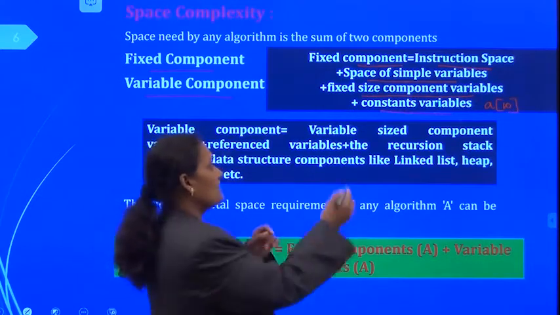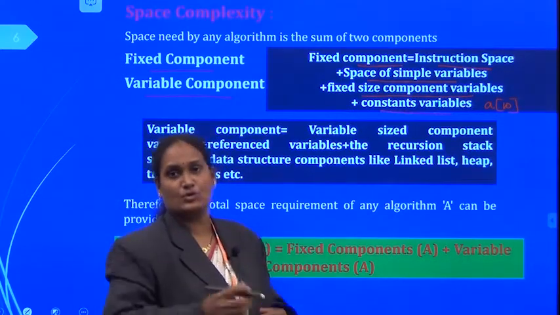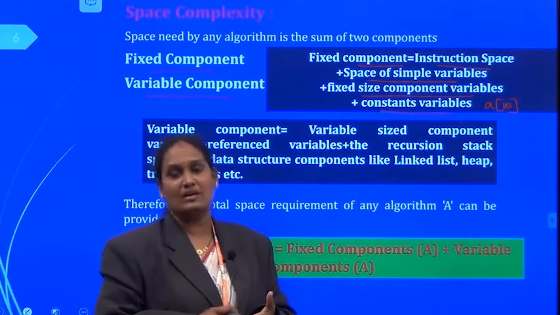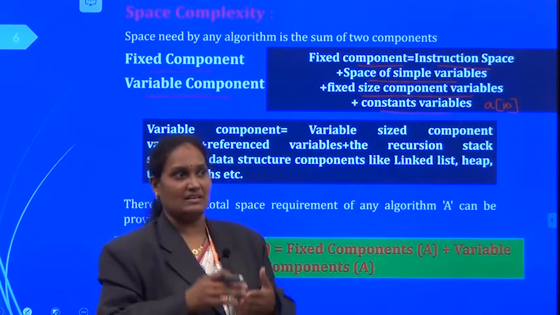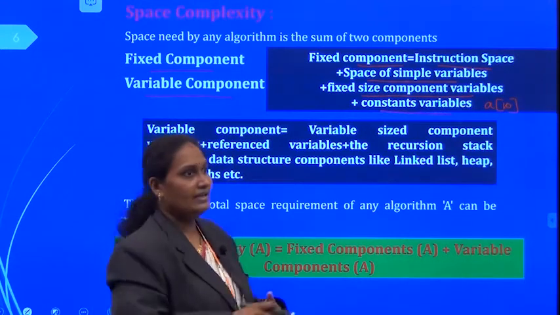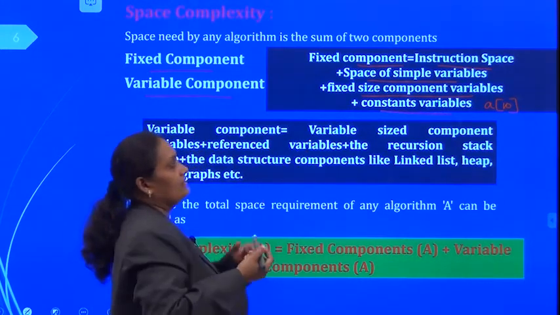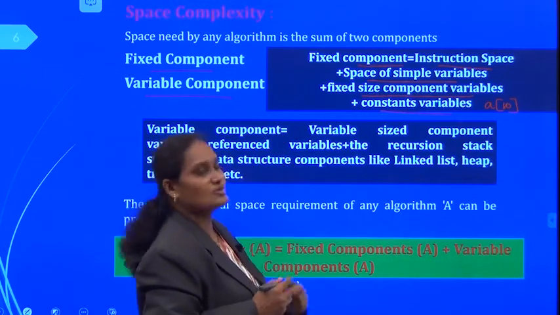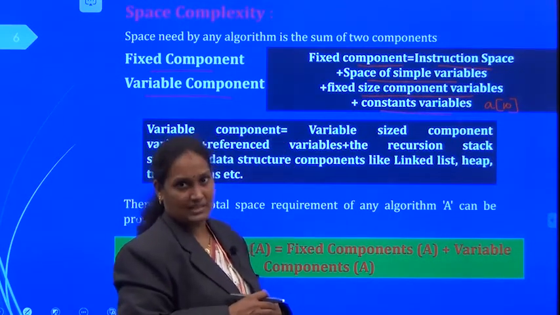Right. Next, constants. The constants that you use in the algorithm, such as 1, 2, 3, 4, you can use many constants. So the space required for those constants, and all these various things, is called the fixed component.